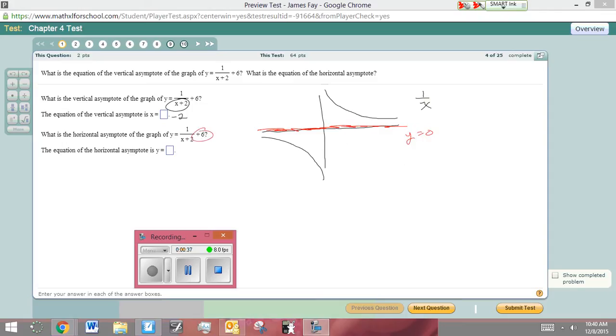If we add 6 to the entire function, just like any other transformation, it moves everything up 6 units. So every point on this curve is going to go up 6 units. Every point on that curve is going to go up 6 units. And then every point on the asymptote also moves up 6 units. So it was at y equals 0. The new horizontal asymptote is at y equals 6.